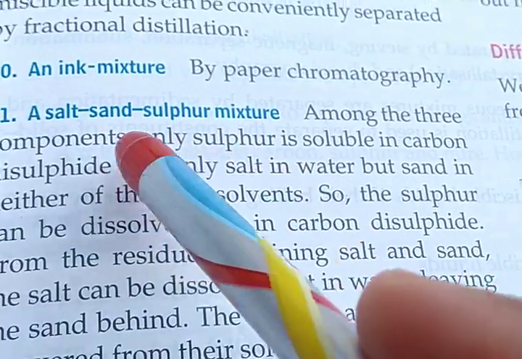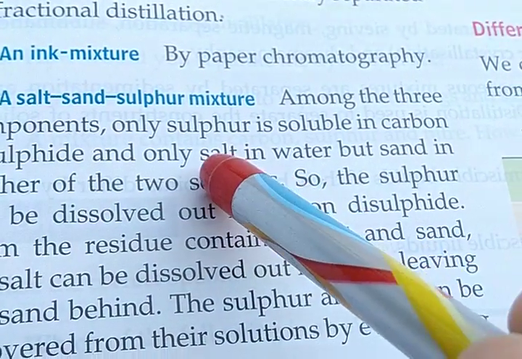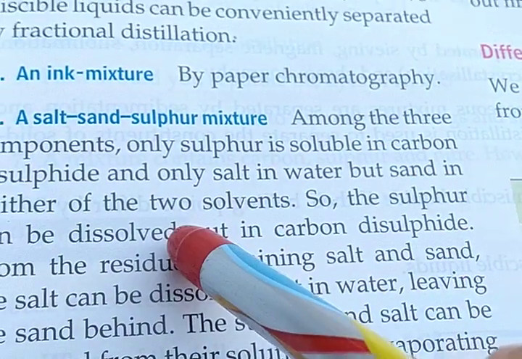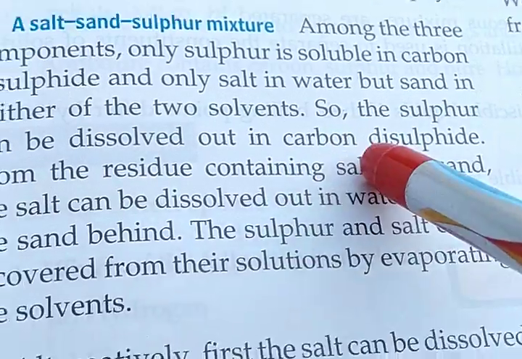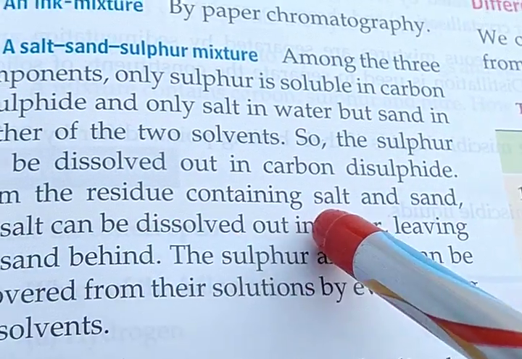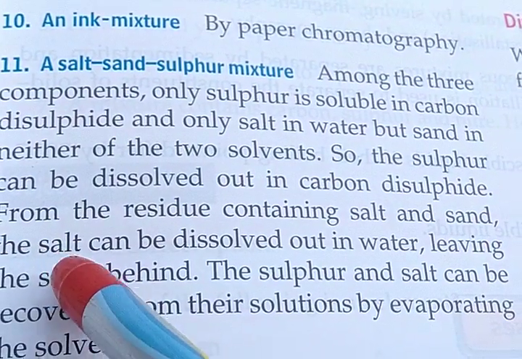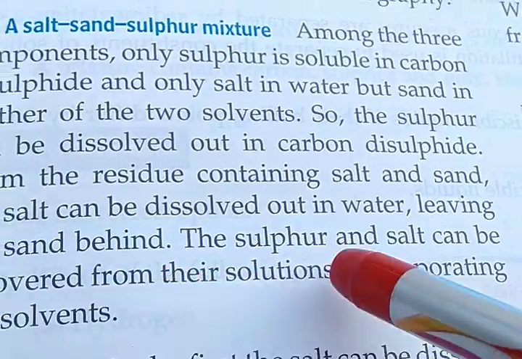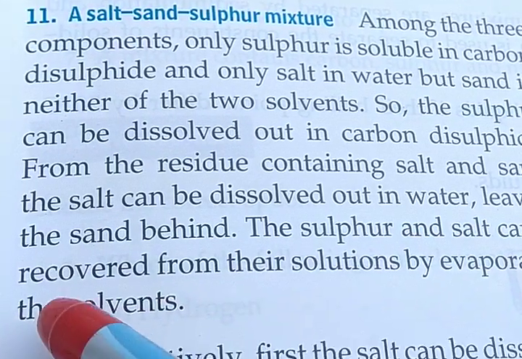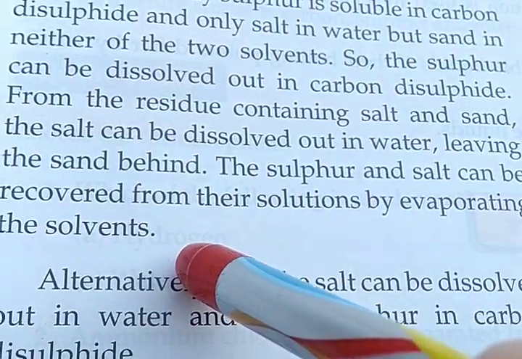So in case of this mixture, we can easily separate the sulfur using carbon disulfide, and in the same way salt dissolves in water but sand does not. So the sulfur can be dissolved out in carbon disulfide from the residue containing salt and sand. In the same way the salt can be dissolved out in water, leaving the sand behind. The sulfur and salt can be recovered from their solutions by evaporating the solvents.